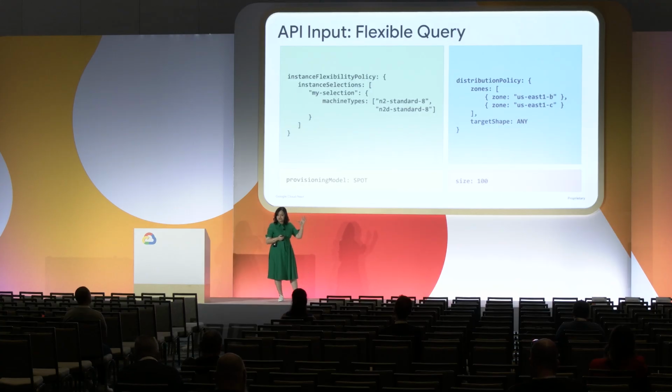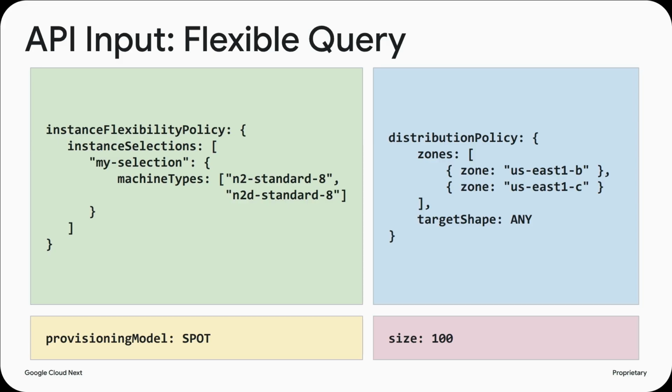So these are the inputs I'm going to provide to this API. You look at the green box. That's my instance flexibility policy. Turns out I'm flexible across N2 standard 8 and N2D standard 8. My distribution policy shows me that I will accept this capacity in 2 zones. I'm OK with US East 1B or US East 1C. And I'm looking for 100 such VMs.